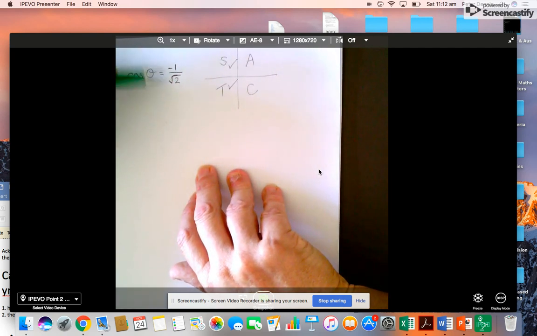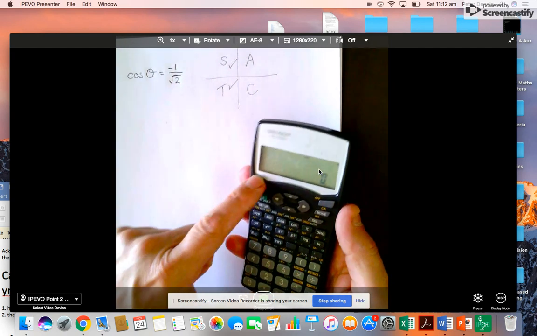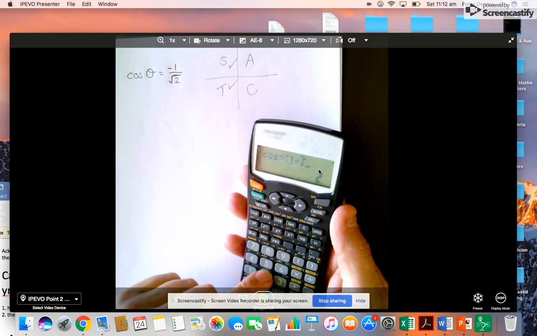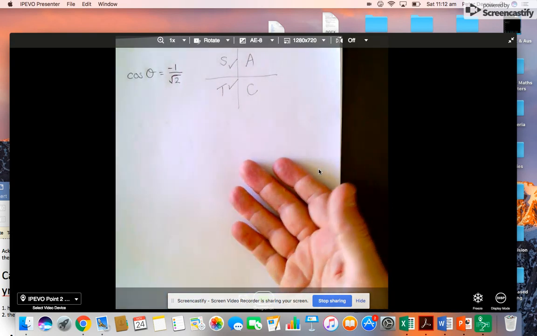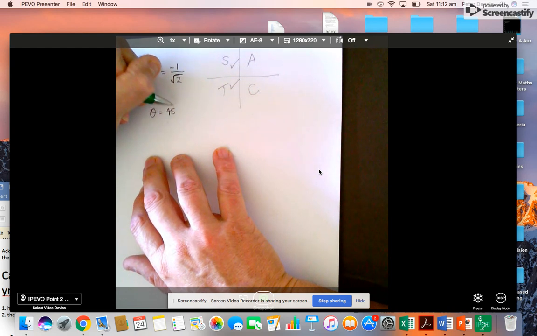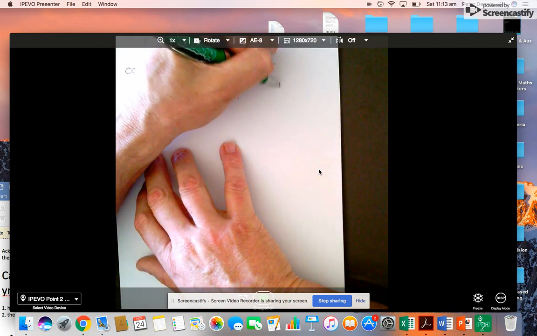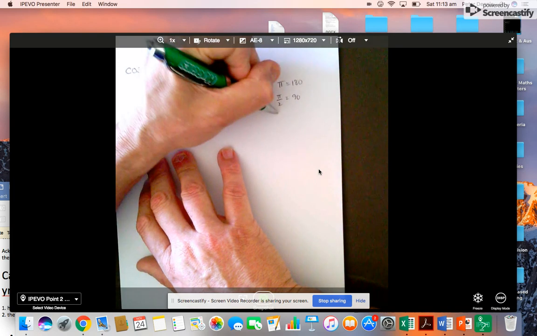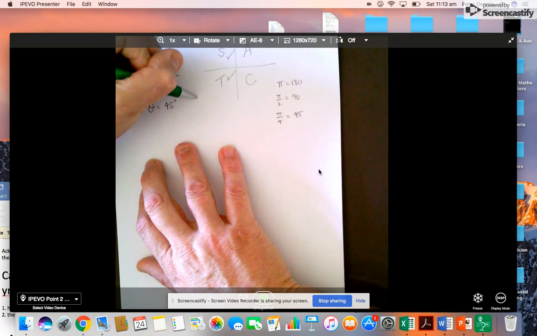If cos theta equals minus 1 on root 2, we can just use a calculator. We don't have to remember them. Shift cos, bracket, 1 divided by the square root of 2, close brackets, equals, oh look, 45, a nice easy one again. So we know that theta equals 45 degrees. If we were working in radians, remember pi equals 180, so pi on 2 equals 90, so pi on 4 equals 45. So this could be pi on 4.